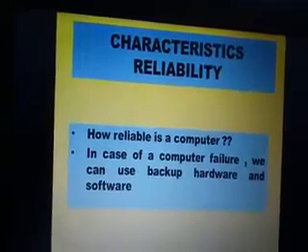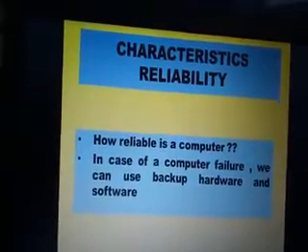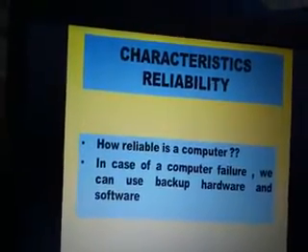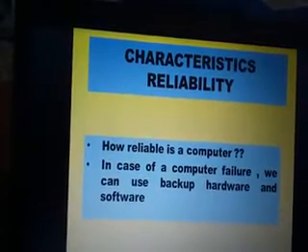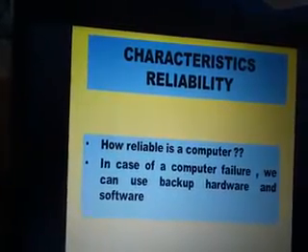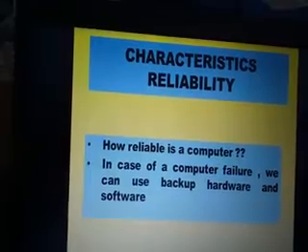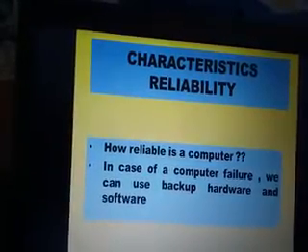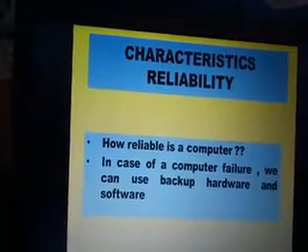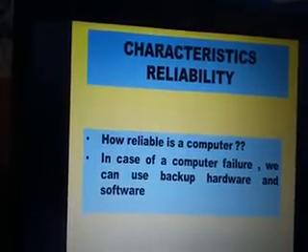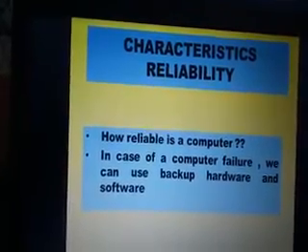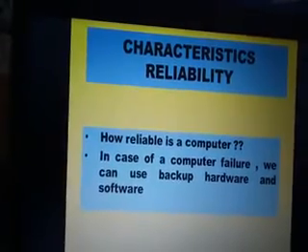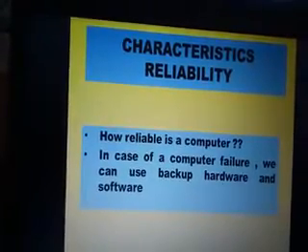Reliability. How reliable is a computer? What does it mean by the word reliable? Can we rely on a computer? A computer is fast, a computer doesn't make mistakes. But can we rely on it? Can the data on it be relied on? What happens if a computer fails? If a hard disk fails, or if there is a virus attack?